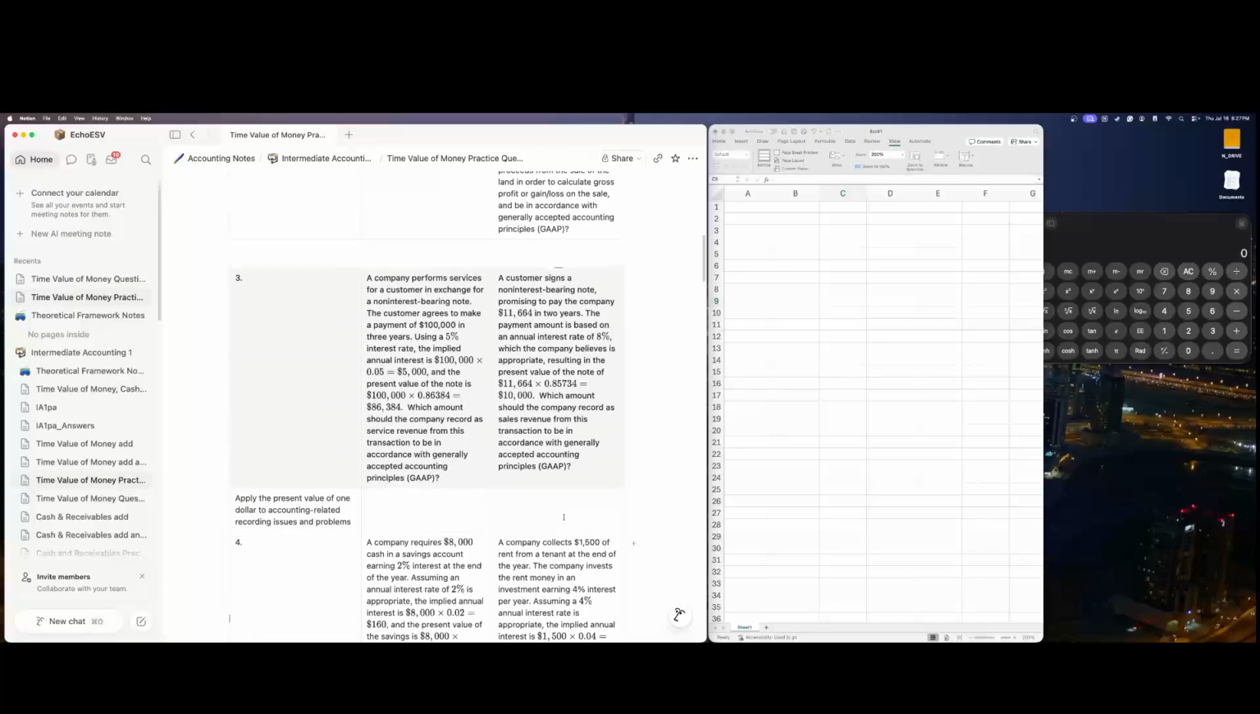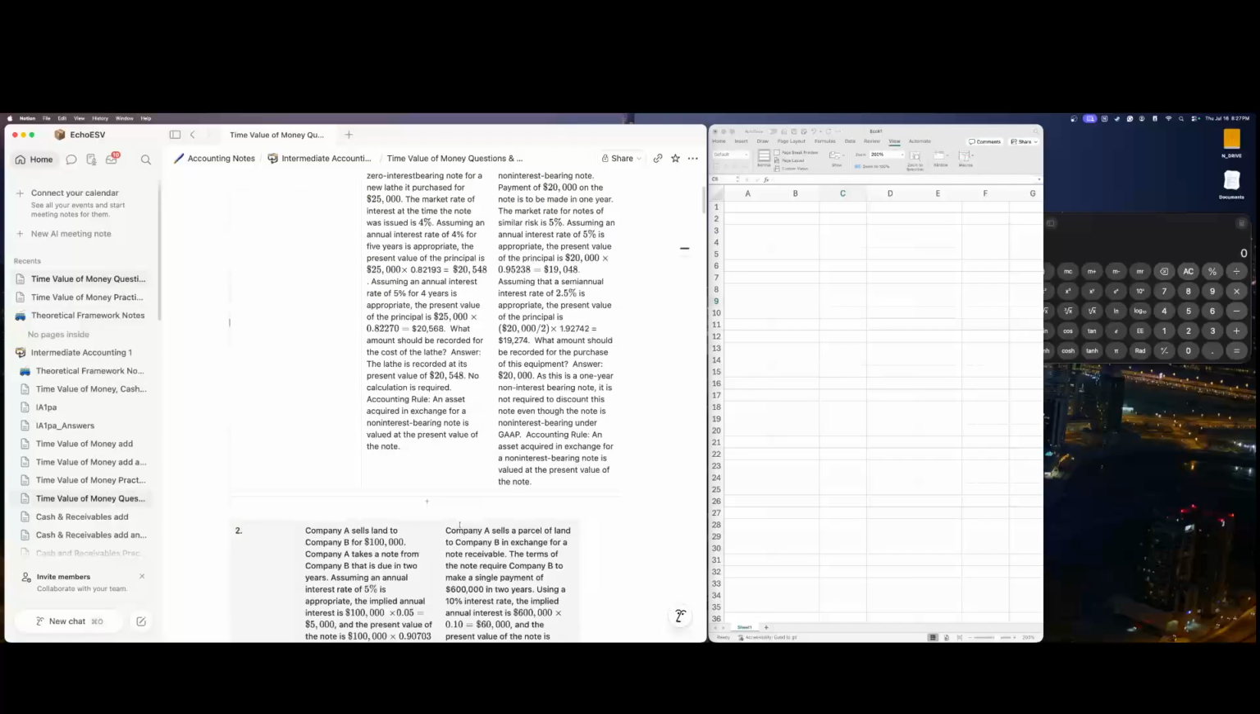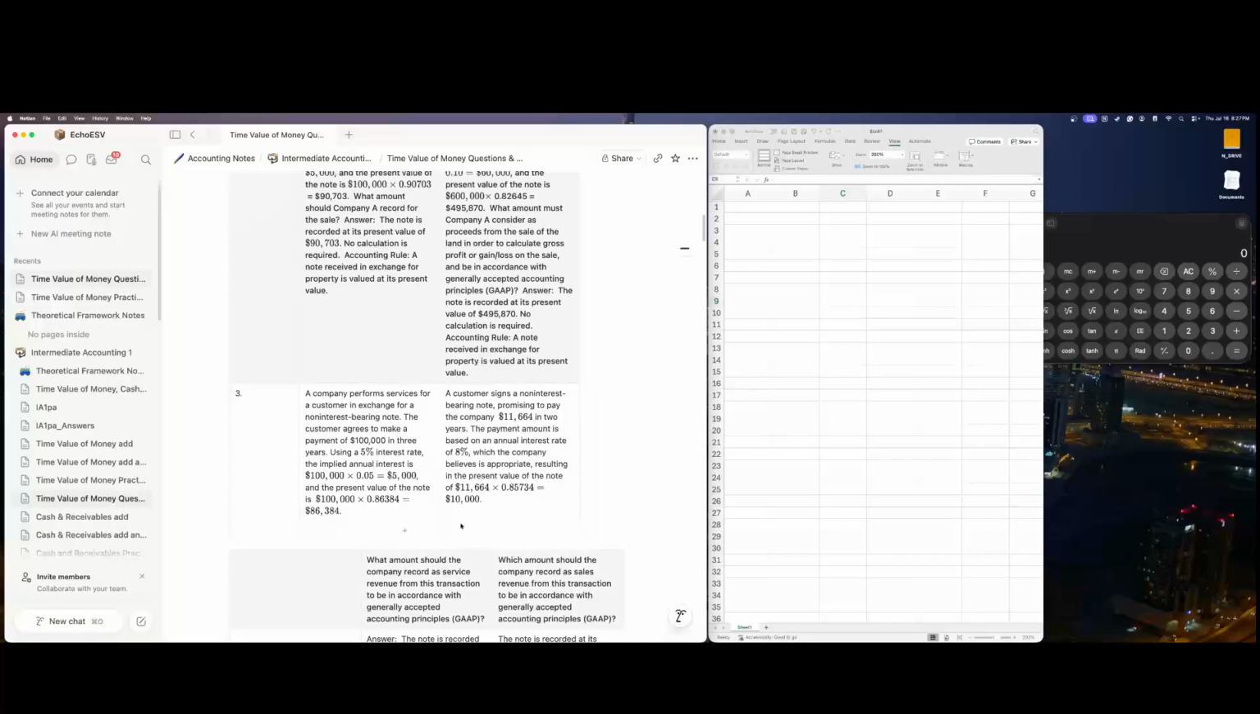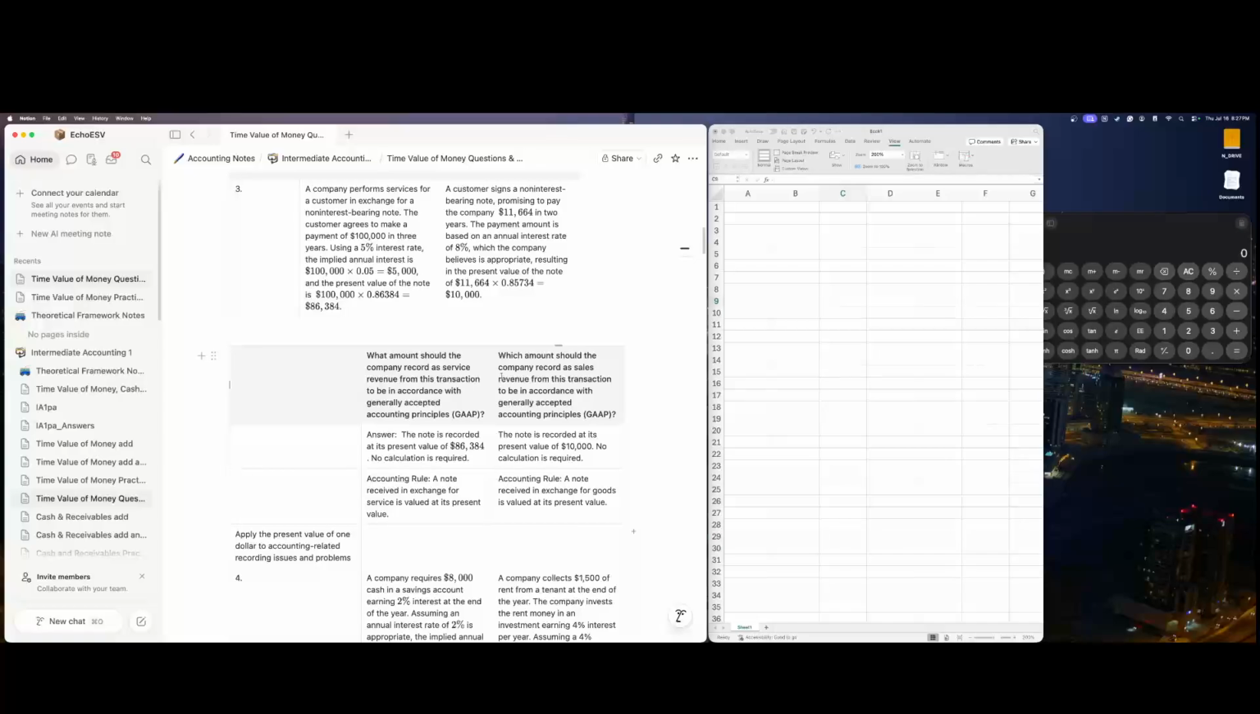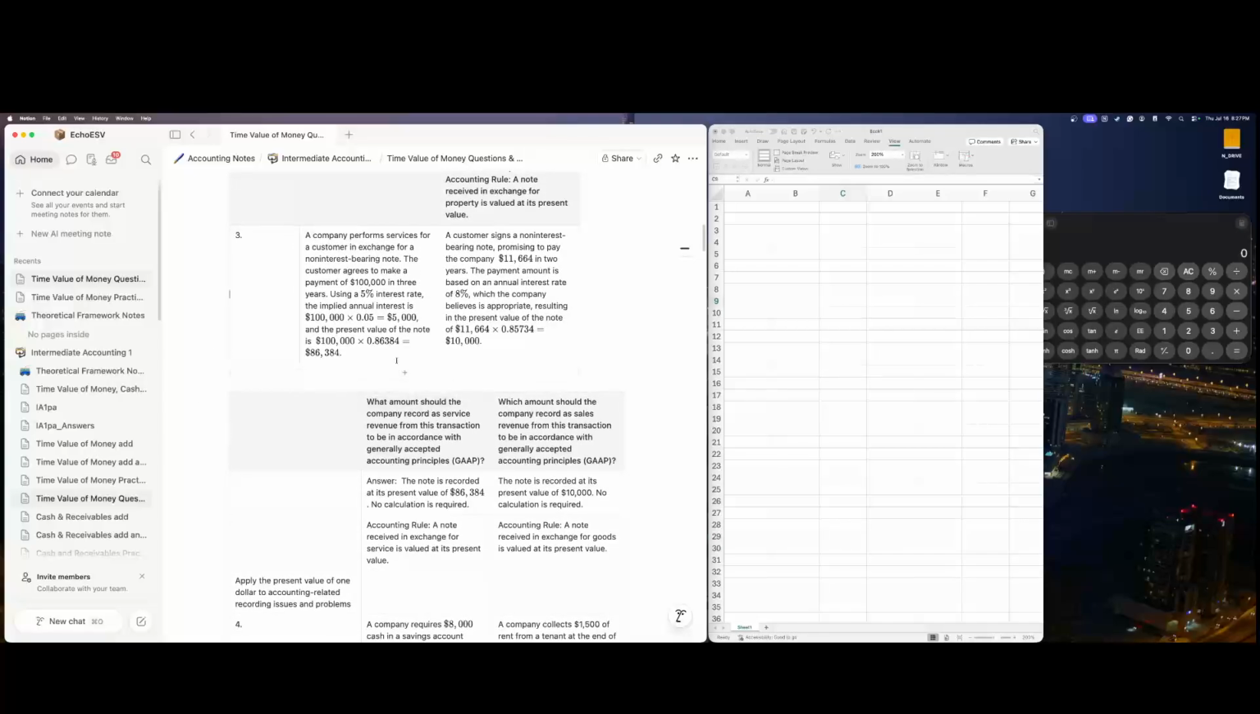So a customer signs a non-interest bearing note. So promise to pay 11,664. So if it's not interest bearing, it should be recorded at the future value. So $11,664. So non-interest bearing exchange.